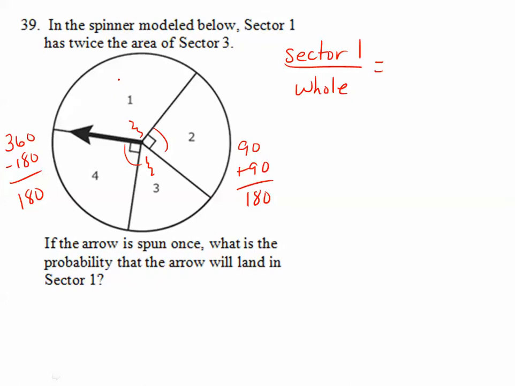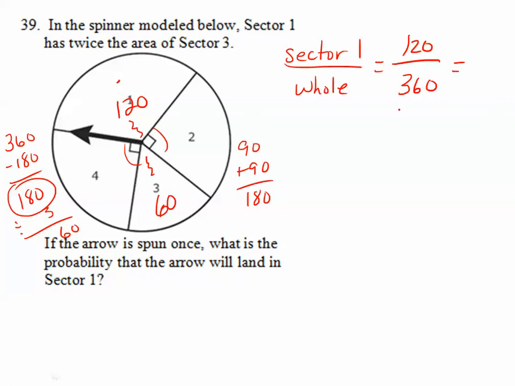If this part is twice this part, I need to divide that into 3 parts. So that would be 60 degrees each part. So this part would be 60, and this would be double 60, which would be 120. So the 120 plus 60 gives me the 180 that's left. So sector 1 is 120 degrees, and the whole thing is 360. So if you divide 120 divided by 360, you get 0.333. Or if you want to change it to a percent, you get 33.3% because you multiply that times 100.